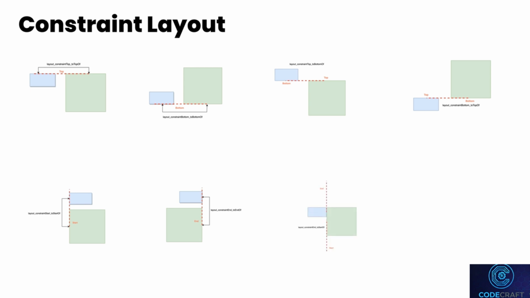The constraint end to start of. This constraint tells that the end of the source view should be aligned as the start of the target view. The end layer of green and start layer of blue views are in the vertical position. Start to end of constraint tells that the start of the source view should be aligned as the end of the target view. The start layer of green and end layer of blue views are in the vertical position.